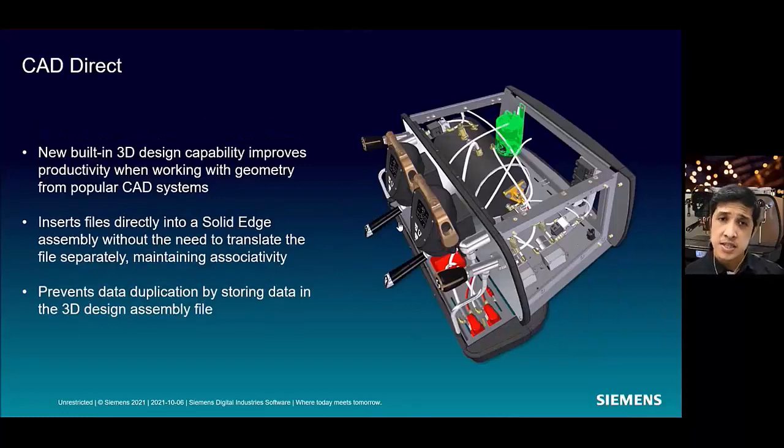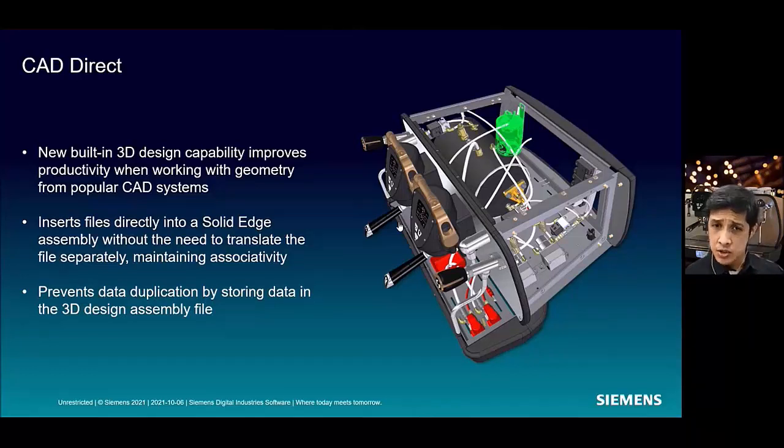CAD Direct is a new built-in 3D design capability where you can work with geometry from other CAD software directly without translation. This improves productivity and provides seamless integration between Solid Edge and other systems. Again, you just insert files directly into a Solid Edge assembly.